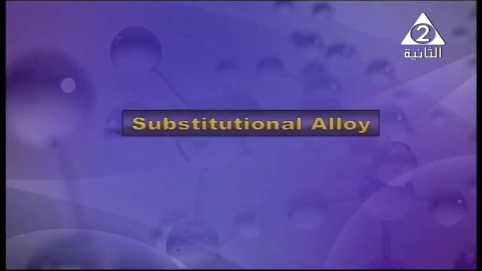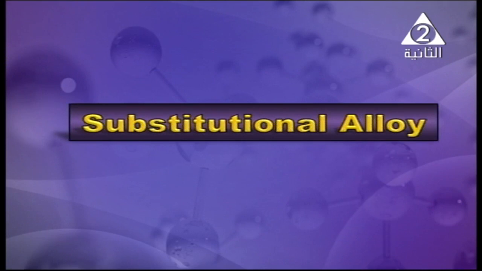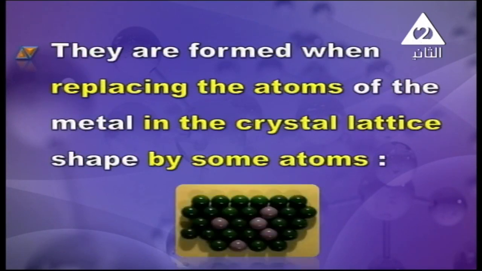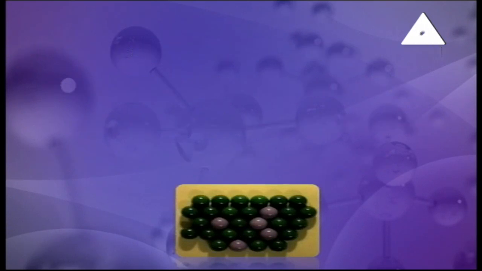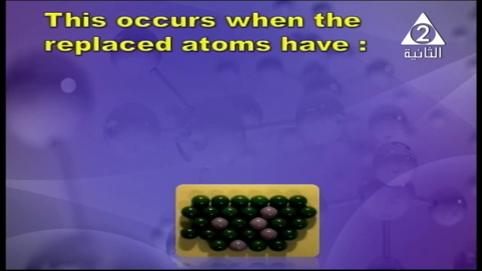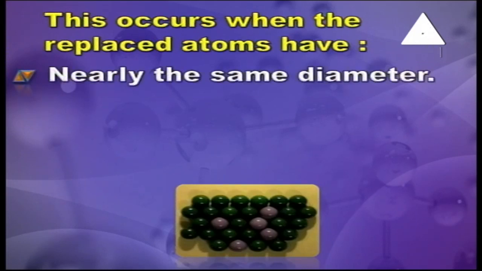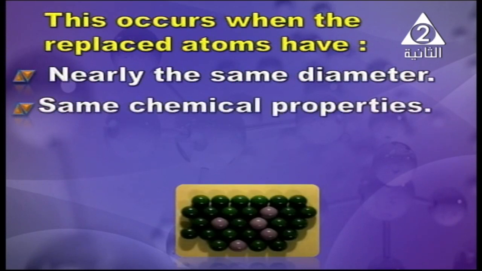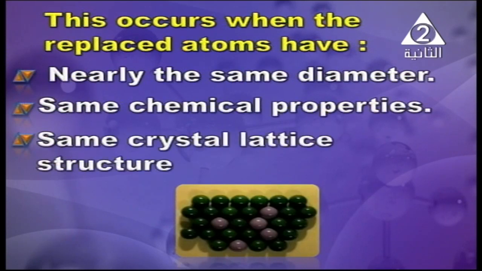Next point, substitutional alloy. They are formed when some atoms replace atoms of the metal in the crystal lattice. This occurs when the replaced atoms have nearly the same diameter, the same chemical properties, and the same crystal lattice structure.